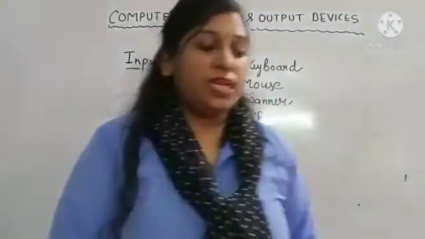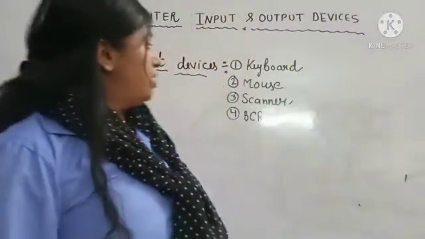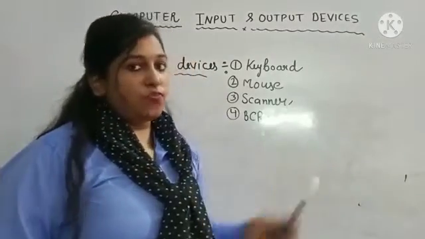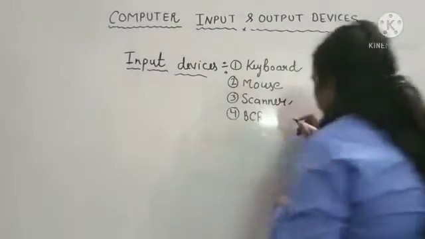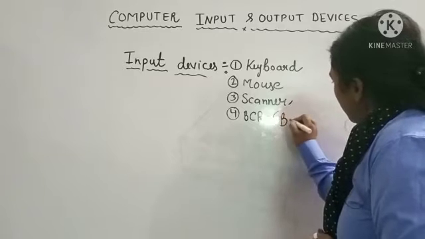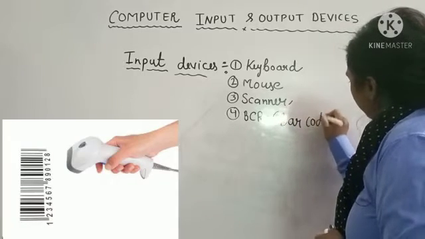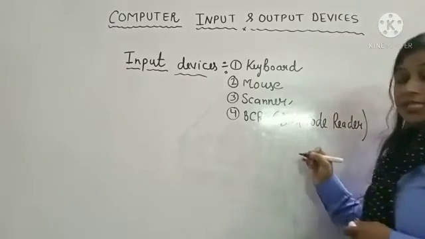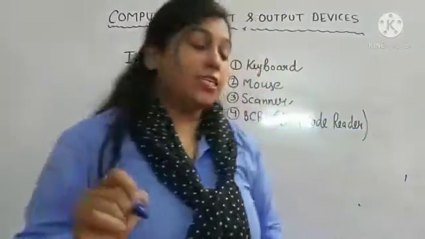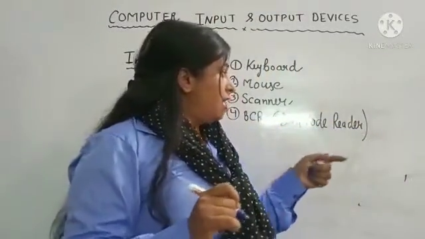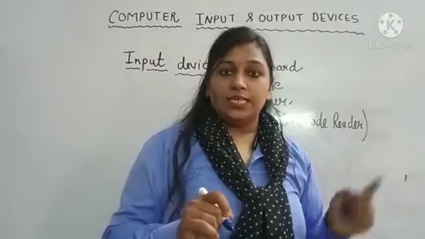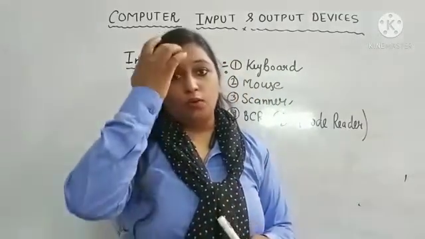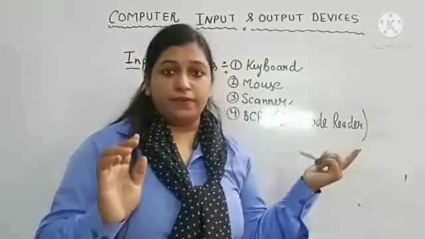Right? If I am talking about the next input device, that is the BCR. What is the full form of BCR? BCR means bar code reader. So it is also an input device. And the question is, what is the use of a bar code reader? Why do we use this input device?